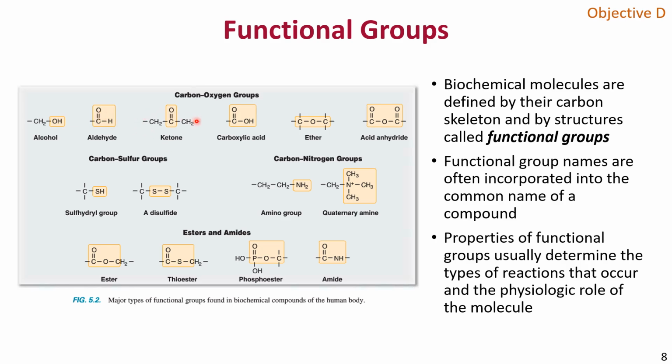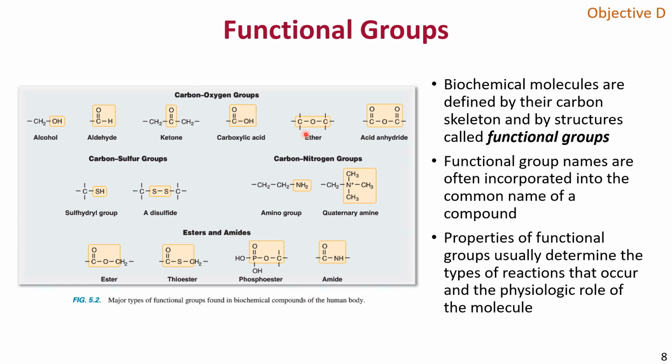A ketone has R groups on either side of the carbonyl. Aldehyde has one R group and one hydrogen. And then a carboxylic acid will have a carbonyl with an additional single bonded oxygen. So C double bond O with an OH. You absolutely must know alcohol, aldehyde, ketone, and carboxylic acid.